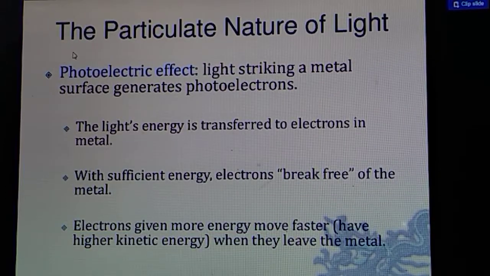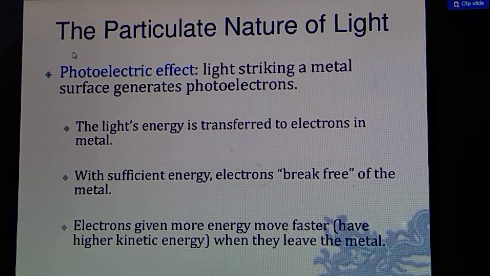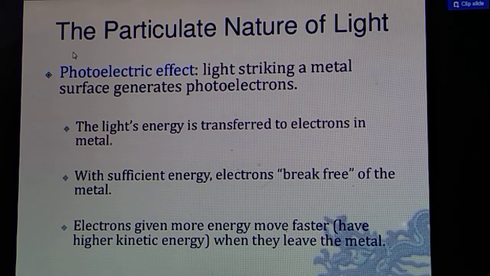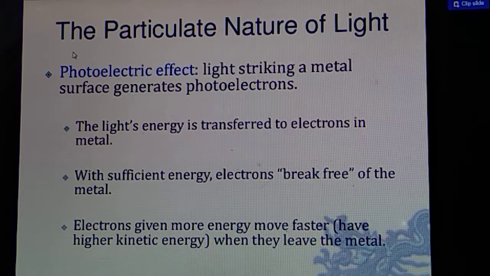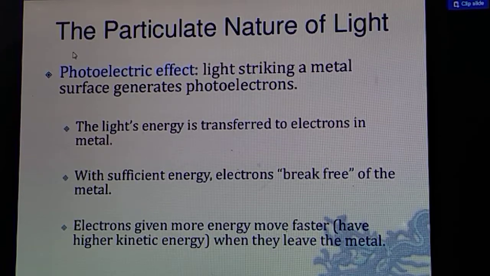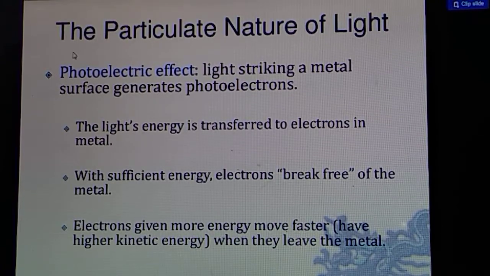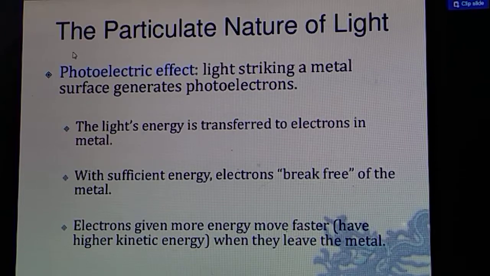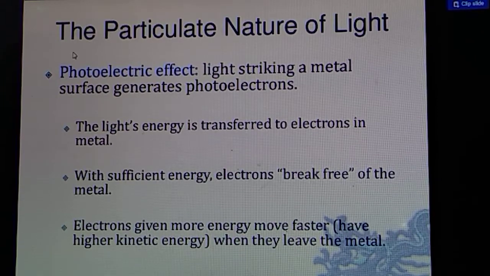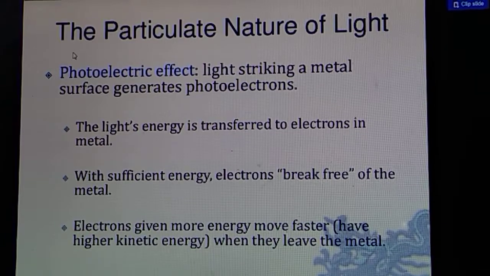The particle nature of light, photoelectric effect. Light striking a metal surface generates photoelectrons. The light's energy is transferred to electrons in the metal. With sufficient energy, electrons break free of the metal. Electrons given more energy move faster when they leave the metal. Students, in the live class, I explained the photoelectric effect. Now you see the particle nature of light, that is the photoelectric effect.